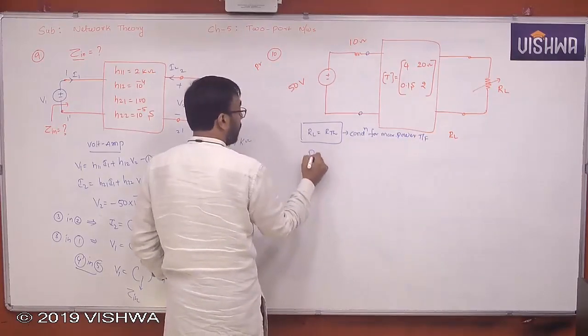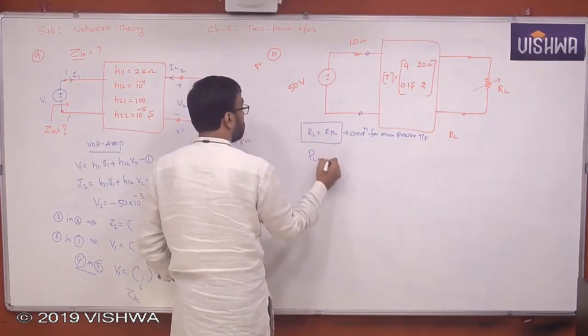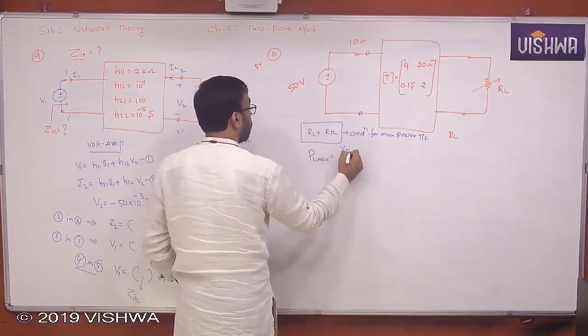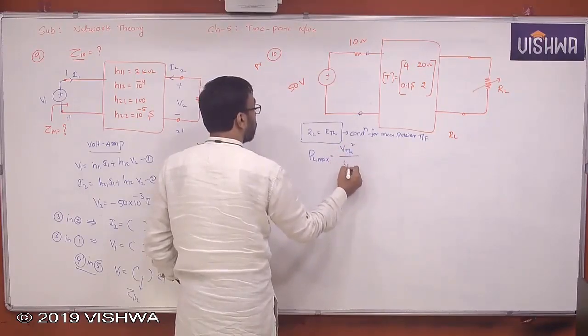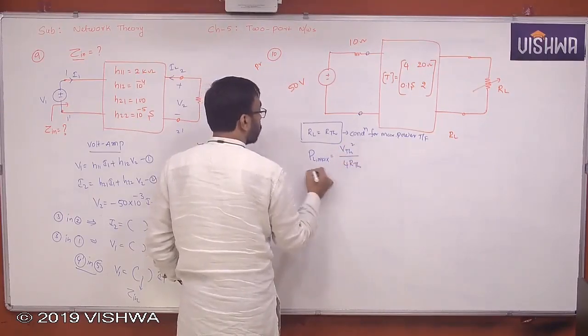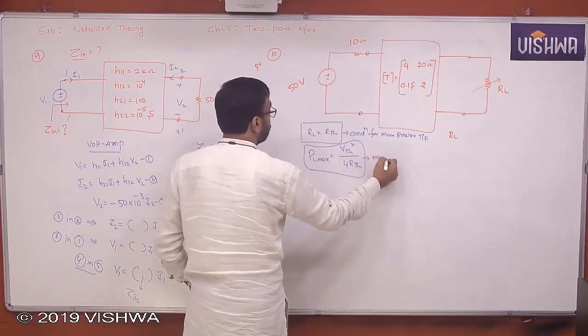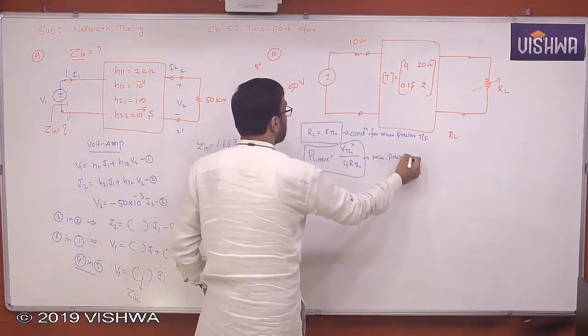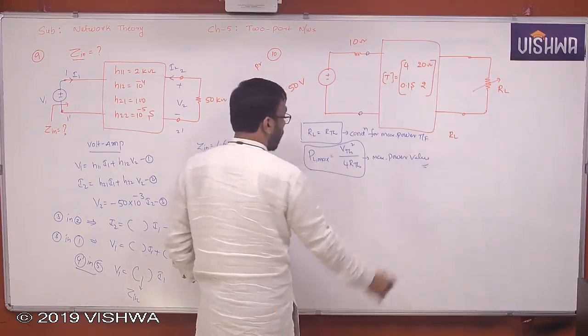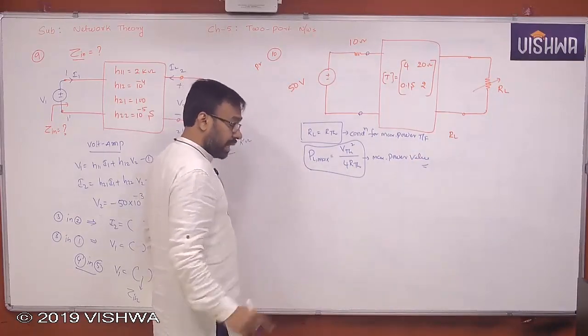And PL max will be VTH square by 4 times RTH. This is the maximum power value. So from this we understand that we require VTH as well as RTH.